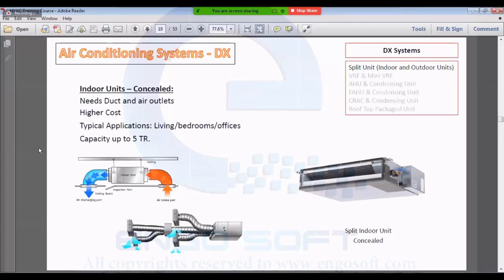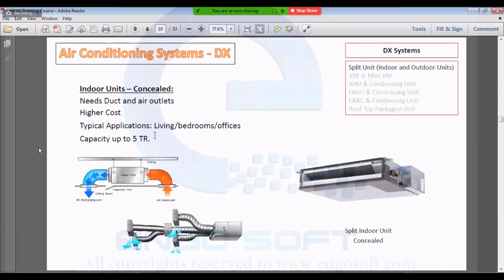So you put a diffuser here in the ceiling or a grill, and this is a flexible duct where cold air exits from the unit and enters through the diffuser to the space. Whereas a return diffuser or return grill collects the air from the space through the flexible duct to the equipment. This is the installation with the flexible duct, mounted above the ceiling. It needs duct and air outlet. It has higher cost because it is invisible to the people.